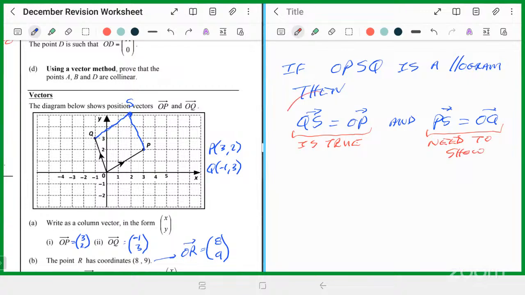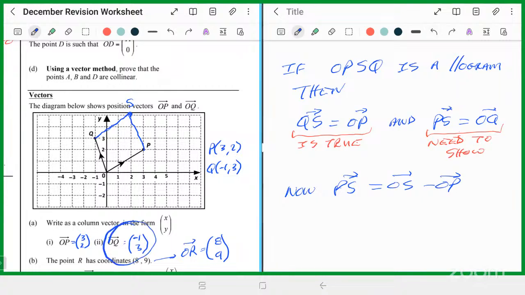We already know the other part there. They told us that part, so no need to show it again. This is the part we need to show. I'll show it down here now. So I want to say now, PS is OS minus OP. I'll work out what it is and show that it is actually equal to OQ. So OQ here is (-1, 3). So this must work out to (-1, 3).